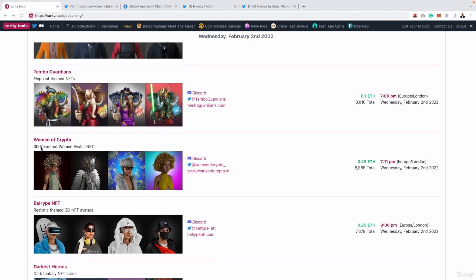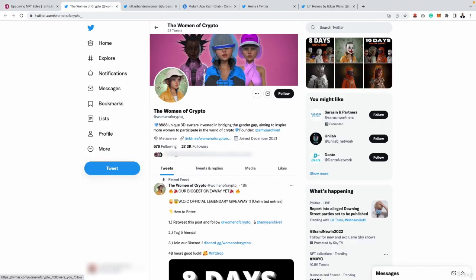We've got this one, Women of Crypto, 3D rendered women avatar NFTs. And as you can see, the artwork for this collection is actually a lot nicer than the artwork for the previous one we just looked at. So let's go ahead and open up the Twitter and find out a little bit more about this project. First thing I can see is they've got 27,000 followers, or 27,300 followers. So lots and lots of followers. That is way above my 5,000 threshold. My first impressions are definitely going to be good.